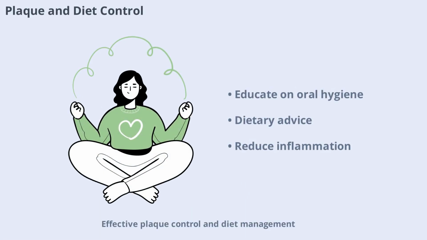Effective plaque control and diet management are essential components of Phase 1 therapy. Patients are educated on proper oral hygiene techniques and advised to make dietary changes that support periodontal health. Removing plaque and controlling diet help reduce inflammation and prevent further disease progression. These steps empower patients to take an active role in their treatment and lay the foundation for long-term oral health.